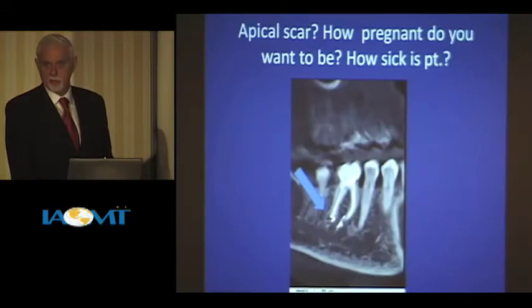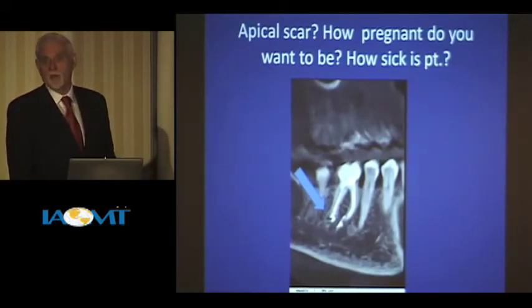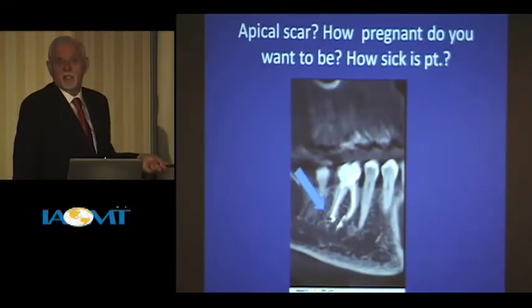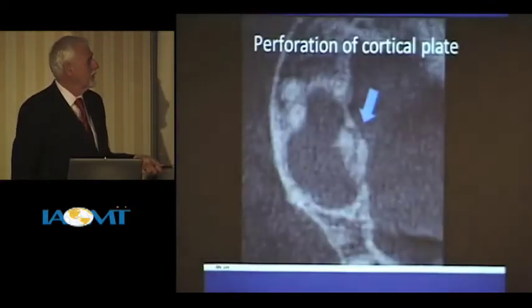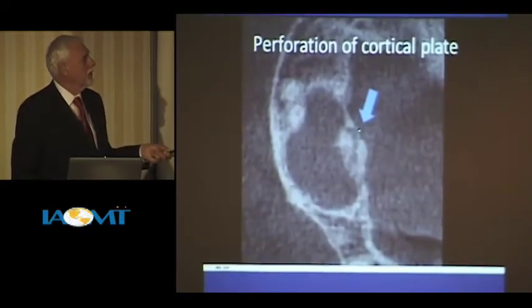I don't know what an apical scar is. Do you guys know what an apical scar is? Yeah, it's a granuloma. Yeah, I mean, it's silly. That's not healthy. All right, look at this. Look at the cortical plate. See how it's perforated right here?